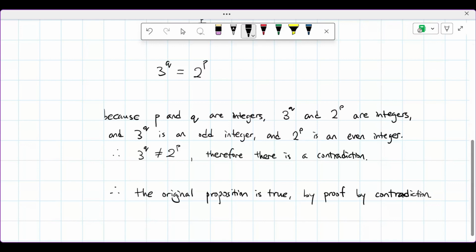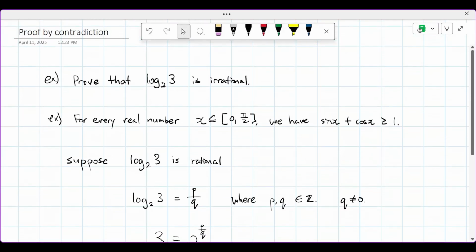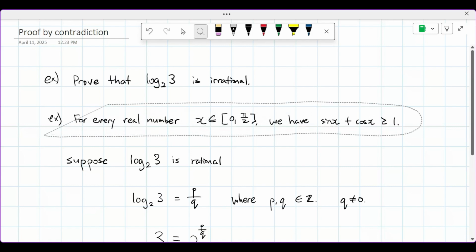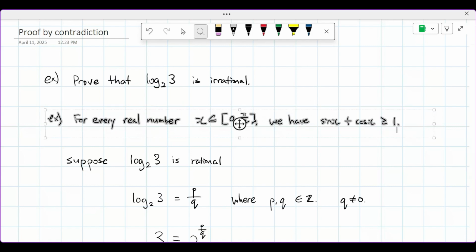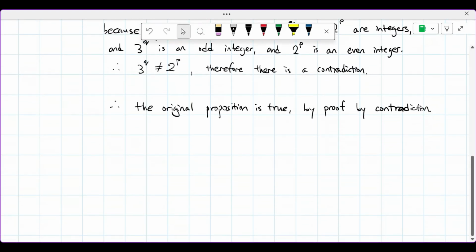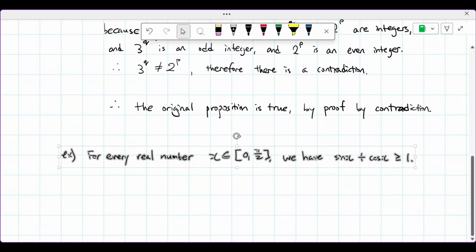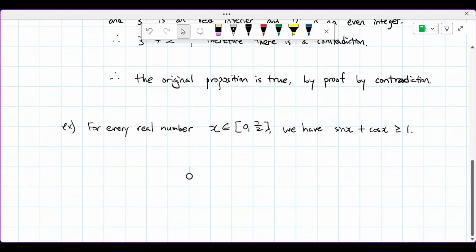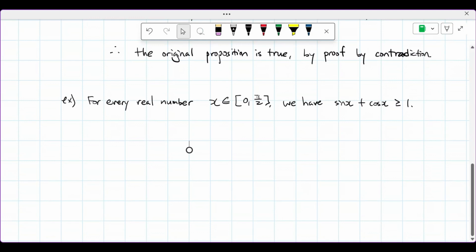All right, so let's try another problem here. For every real number x between 0 and pi over 2 inclusive, we have sine of x plus cosine of x greater than or equal to 1. So same thing, we can try to prove that indeed sine of x plus cosine of x is greater than or equal to 1, as it is.